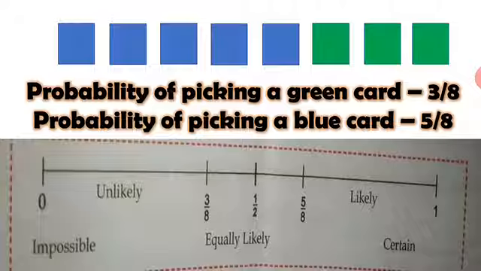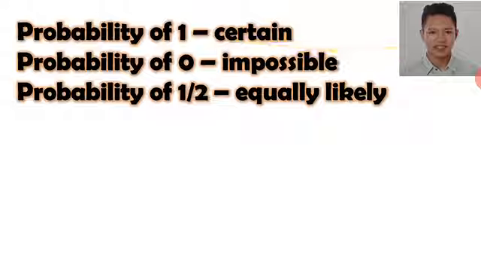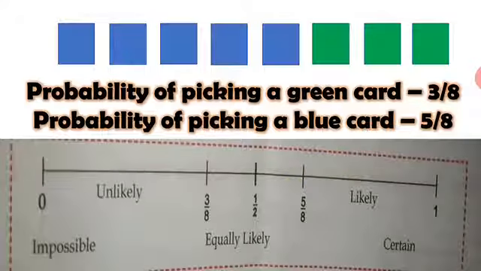What if the question is, what is the probability of picking a colored card? That would be 8/8, or 1, or 100%, or certain. Why is it certain? Because we have 8 colored cards and 8 cards in total. So 8/8 is 1, or it can be expressed in words as certain.